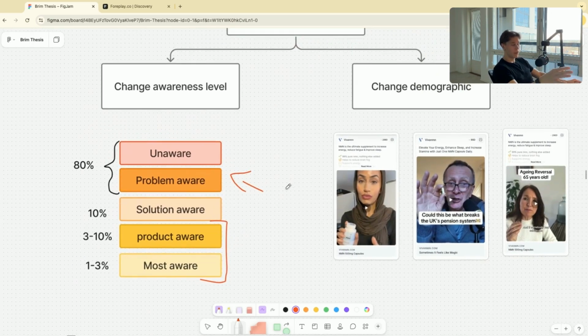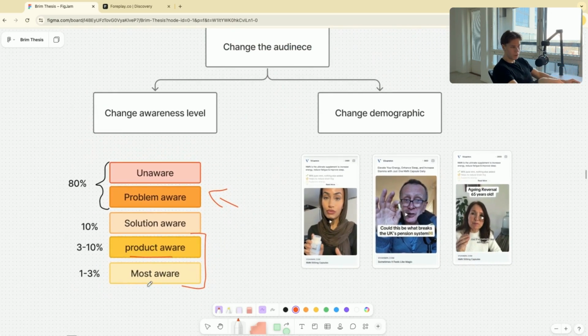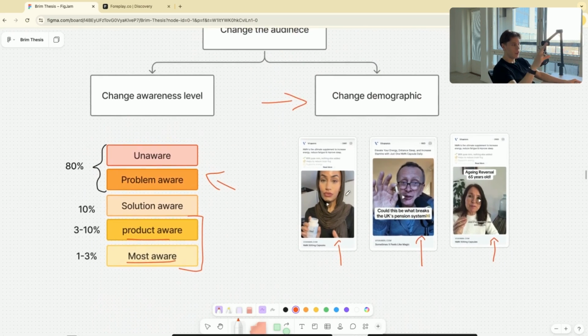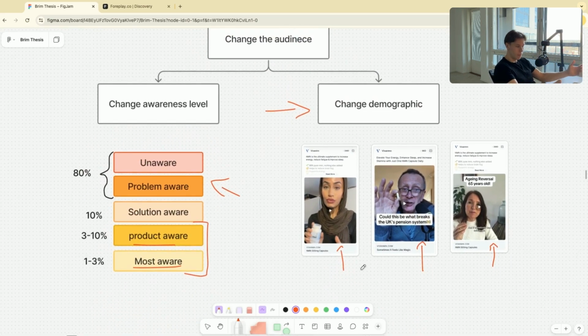Another thing you can do, if you want to stay at the product aware and most aware levels, is change the demographic to increase the TAM. So go from, for example, a little bit older women to men, or to a younger woman. That is the change that needs to be done for the TAM, because now you have something you haven't already advertised to, so there's going to be more demand, easier, right?